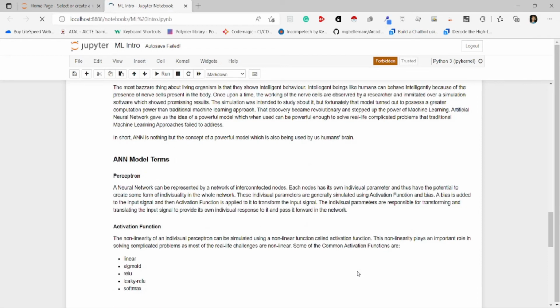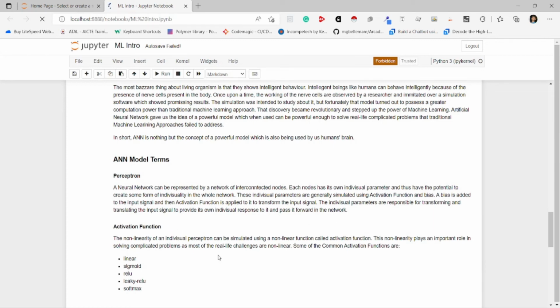A neural network can be represented by a network of interconnected nodes. Each node has its own individual parameters and thus has the potential to create some form of individuality in the whole network. These individual parameters are generally simulated using activation functions and bias. A bias is added to the input signal and then an activation function is applied to transform the input signal. The individual parameters are responsible for transforming and translating the input signal to provide its own individual response to it and pass it forward in the network.